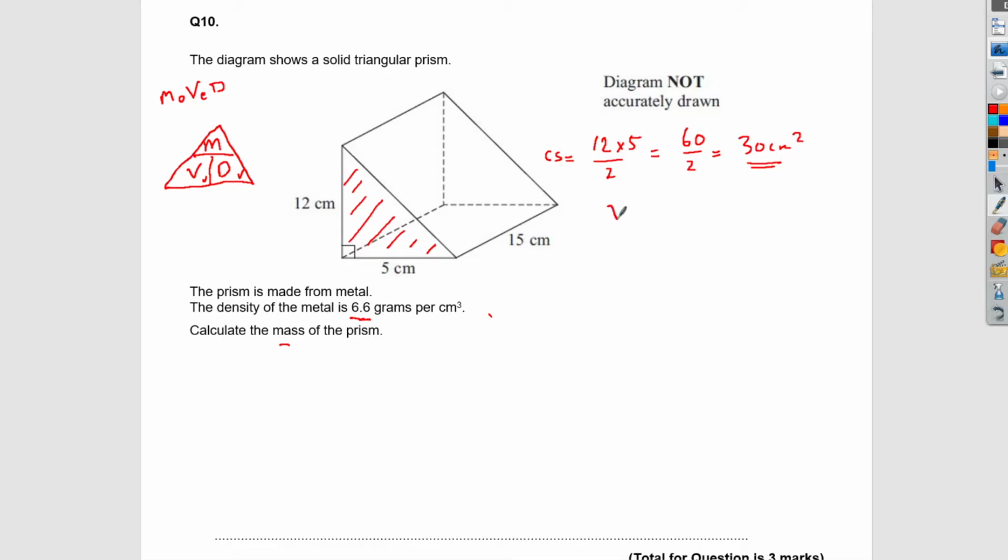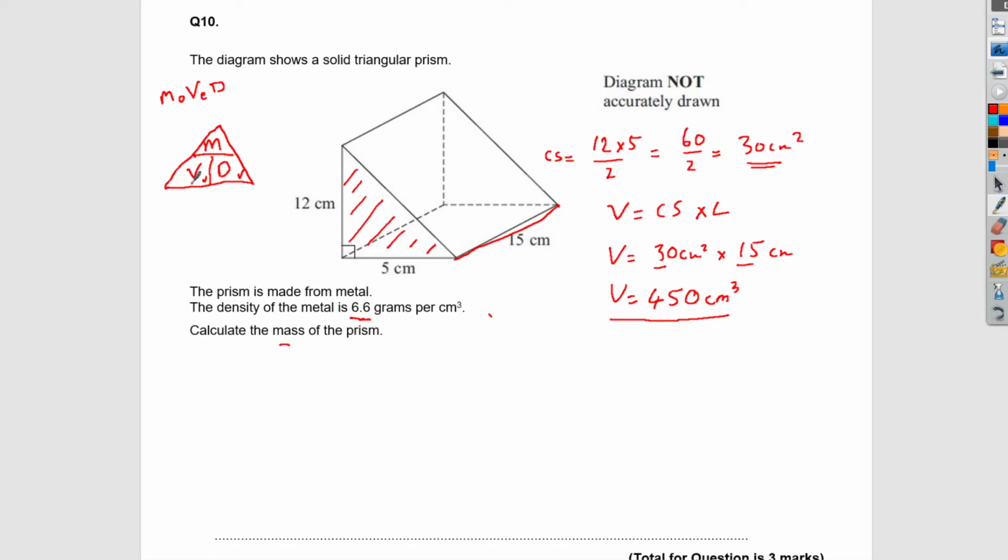So to get the volume of the prism, it's going to be cross section times the length, which is 15. The volume is going to equal 30 centimeters squared times the length, which is 15 centimeters. So the volume is going to equal, let's do 3 times 15, which is 45. Put the 0 there. So the volume is 450 centimeters cubed.